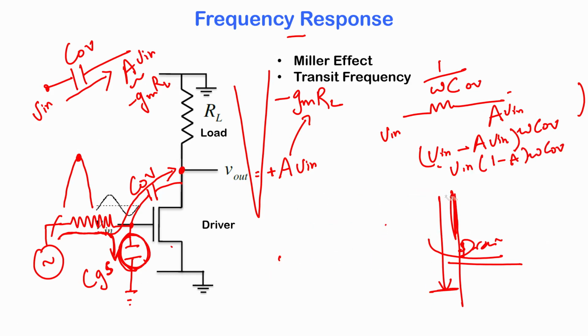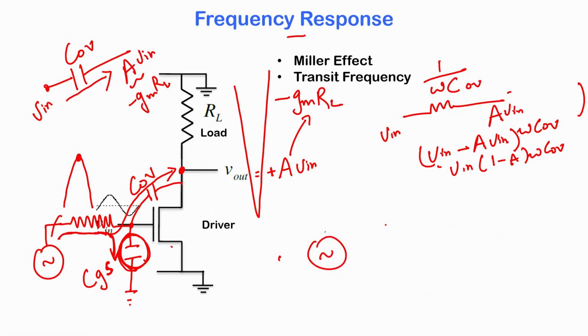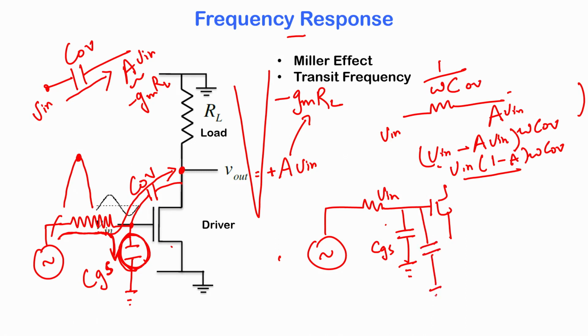through the overlap capacitor. So, from the point of view of the sensor, the sensor is putting out V n, and that V n is driving a capacitor CGS which is connected to ground, but it is also driving this current through the overlap capacitor. So, from the point of view of the sensor, it is as though you have another capacitor to ground which has a capacitance of (1 minus A) into C overlap.